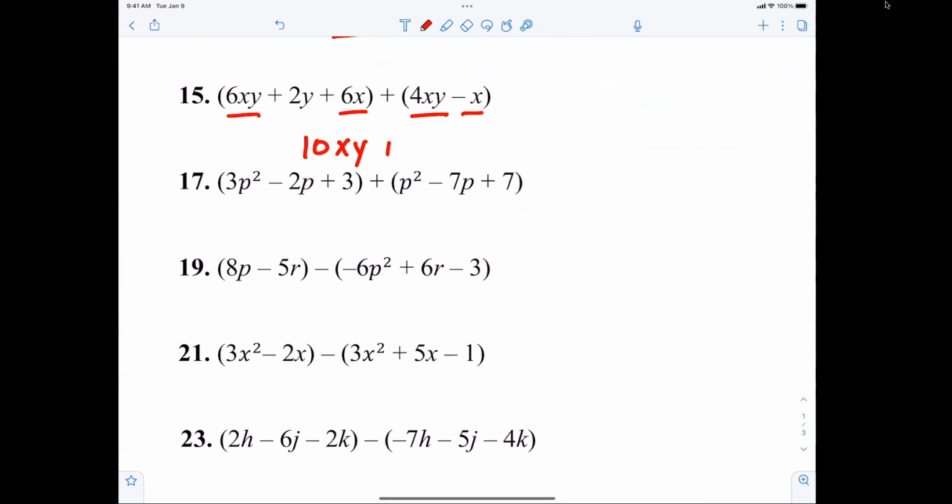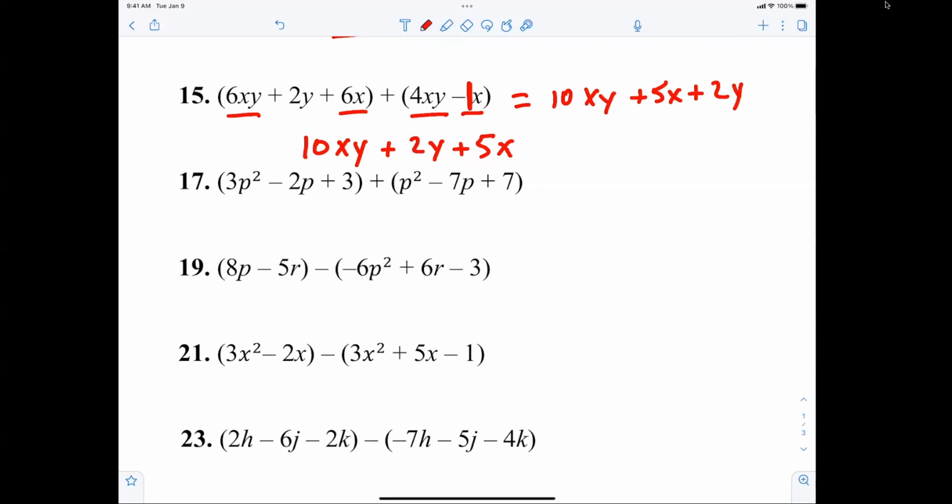Plus 6. Plus what? Plus 5x. Everybody good with that? Now, if you put plus 5x plus 2y, do I really care? No, I really don't care. Generally, you put them in alphabetical order though. So I prefer 10xy plus 5x plus 2y. That's what I kind of prefer.